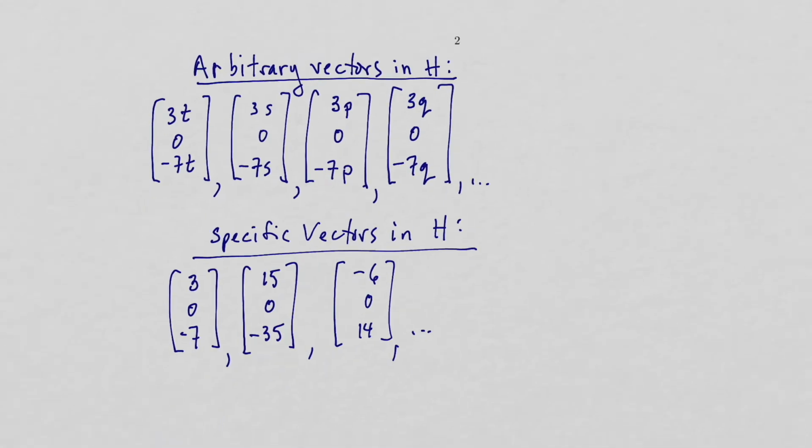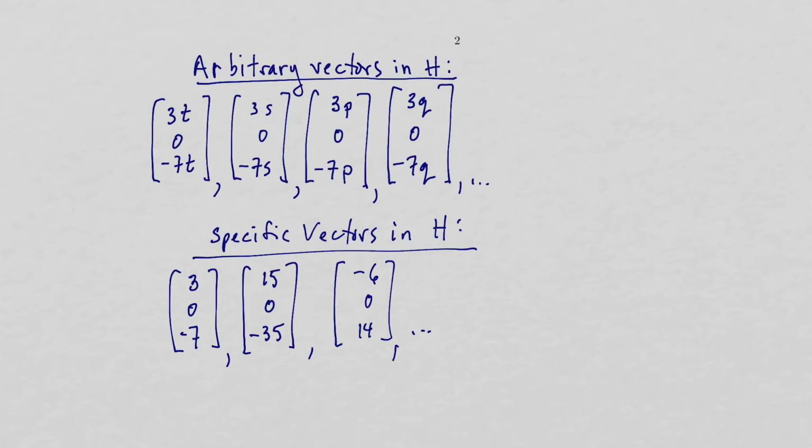First of all, let's review what we mean when we say arbitrary vectors. We mean as opposed to specific vectors. So actually we'll start looking at some specific vectors. These are 3 of the infinitely many specific vectors in H. The vectors in H are in the form that was given in the definition, (3t, 0, minus 7t), where t is any complex number.